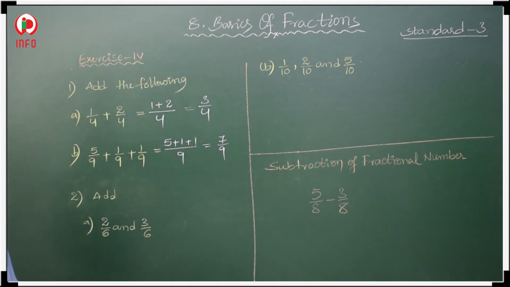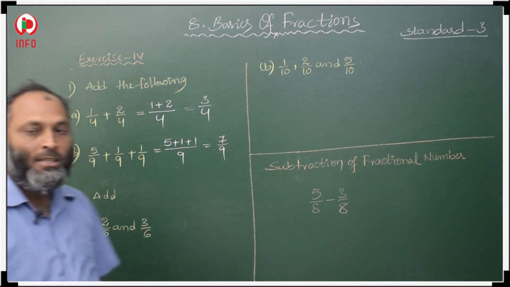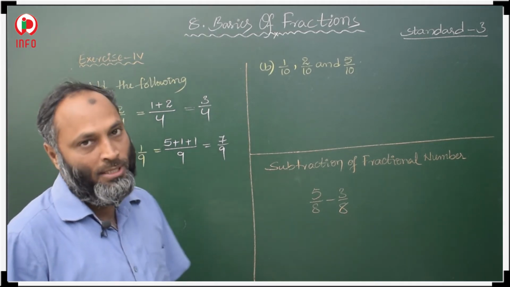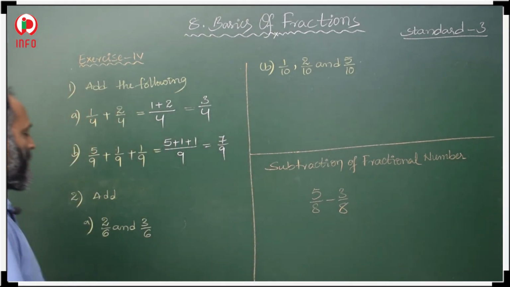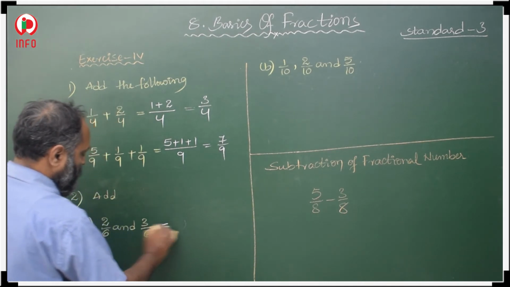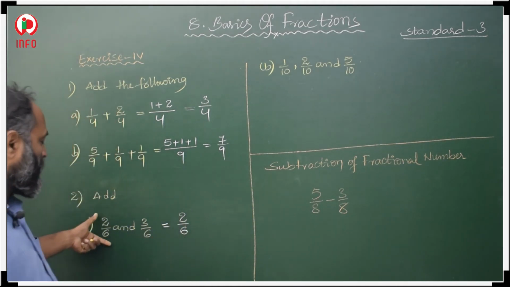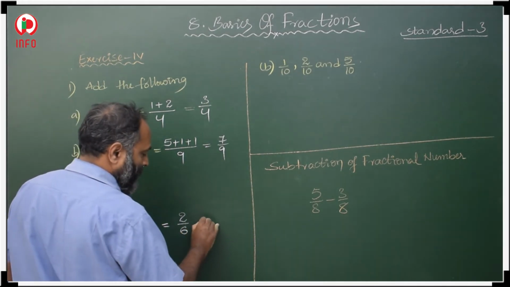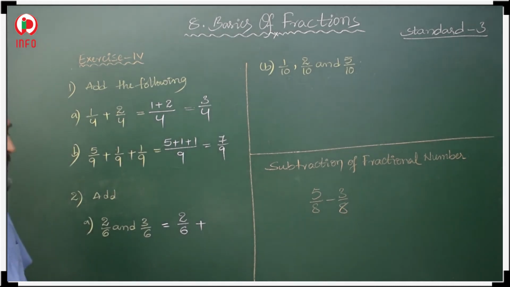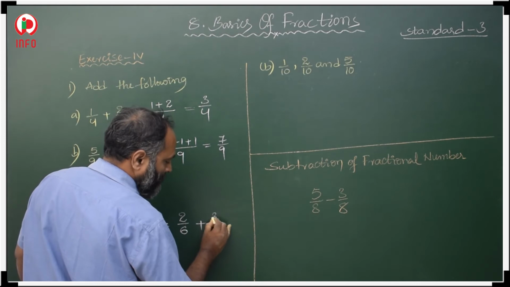Okay. Next, in the next bit, addition, add. What we have to add? 2 by 6 and 3 by 6. These two fractions we have to add. Then how to add? First we have to write the first fraction, 2 by 6, then the plus sign, plus, then 3 by 6, the second fraction.